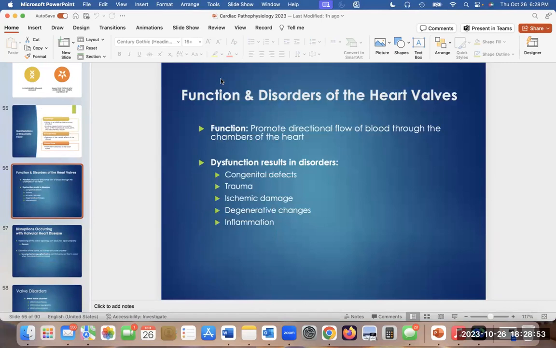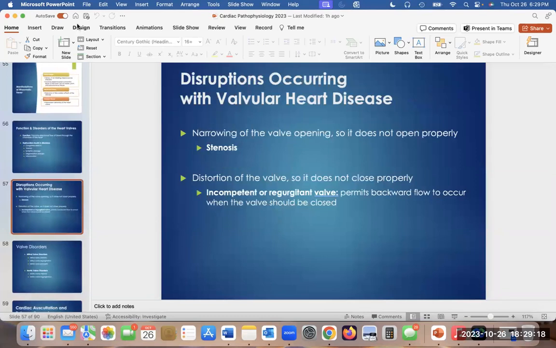Functions and disorders of the heart valves. One of them, as we said, is the endocarditis. And it depends because remember, those valves help direct blood flow to the heart. So it could be congenital, could be due to trauma, ischemia, something is causing the valves to not work properly. And inflammation, as we saw with endocarditis, anything that ends in itis means inflammation. Any questions so far?